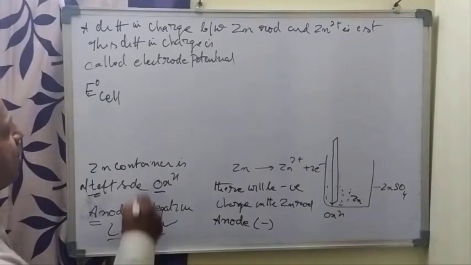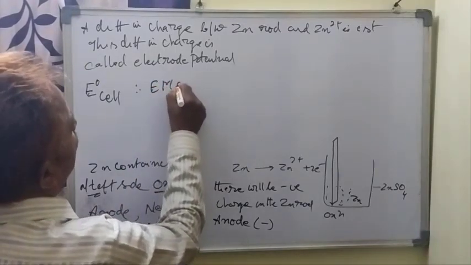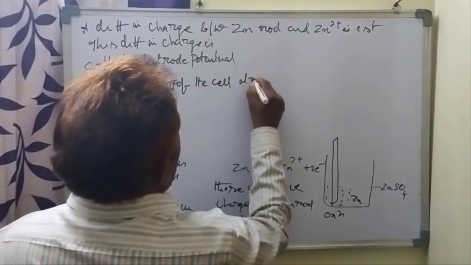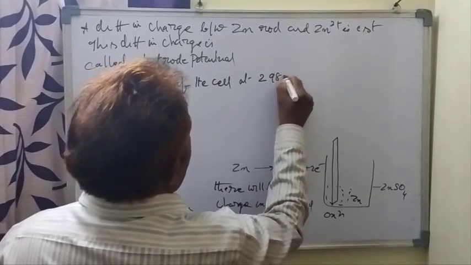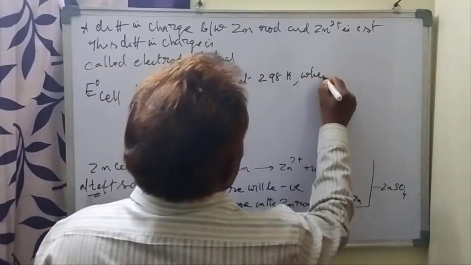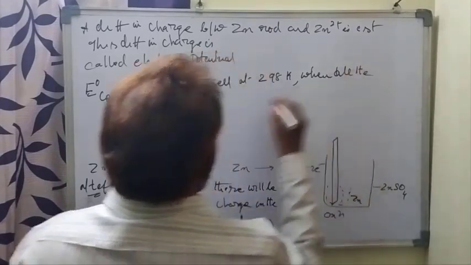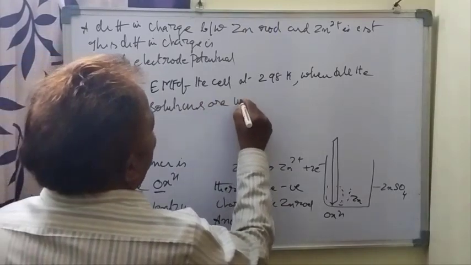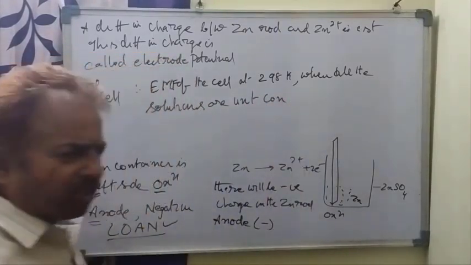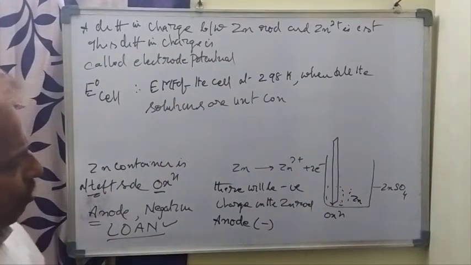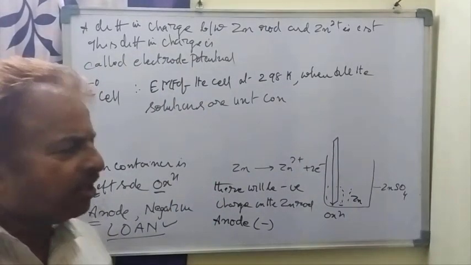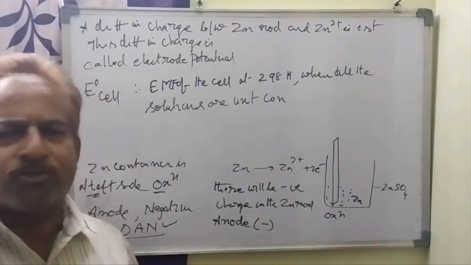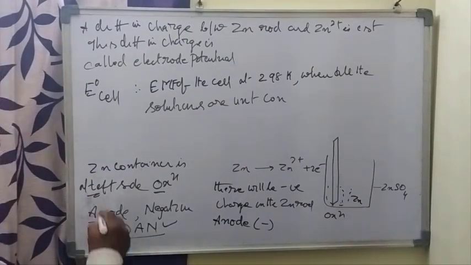What are the standard conditions? The EMF of the cell at normal temperature. Normal temperature means 298 K, when all the solutions, when all the electrolytes are of unit concentration. Unit concentration means 1 molar concentration. When solutions are in 1 molar concentration conditions, whatever be the EMF obtained, that is called E naught, that is standard electromotive force. Okay, then how do we find the EMF of the cell?